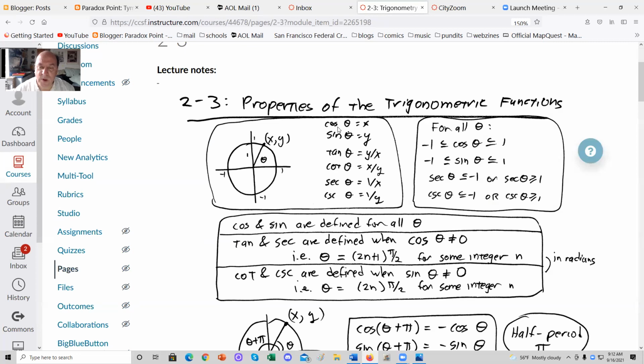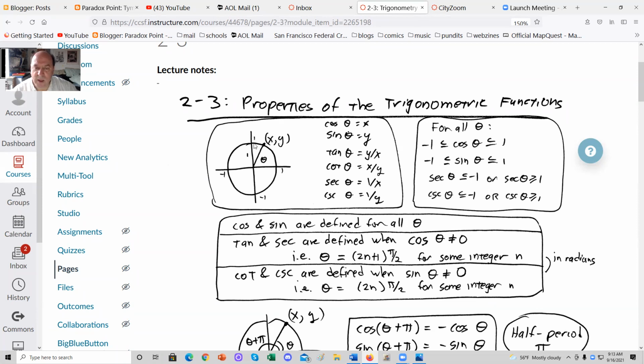Cosine theta is defined as x, and sine theta is defined as y. And we have these various ratios. Y over x is tangent, x over y is cotangent, 1 over x is secant, 1 over y is cosecant. These definitions ultimately derive from the right angle trig, the oldest definition of the trig functions. All these have the problem that occasionally they zip off to infinity, whereas cosine and sine are always between -1 and 1.